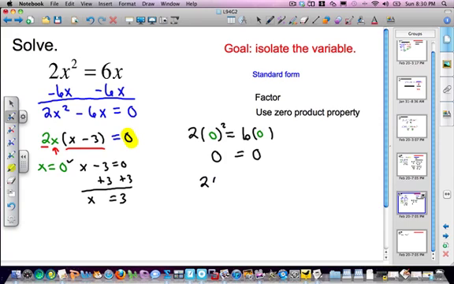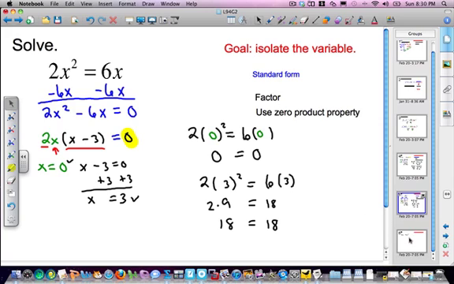2 times 3 squared, we want that to equal 6 times 3. 3 squared is 9. 2 times 9 is 18. We want that product to equal the product of 6 and 3, which is 18. So we can see that 18 does in fact equal 18. So our second root is also correct.